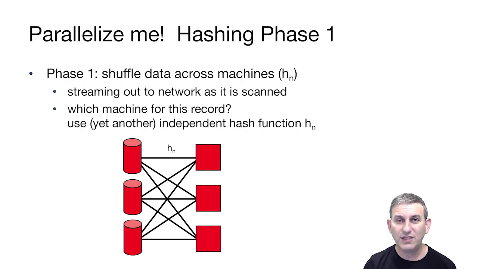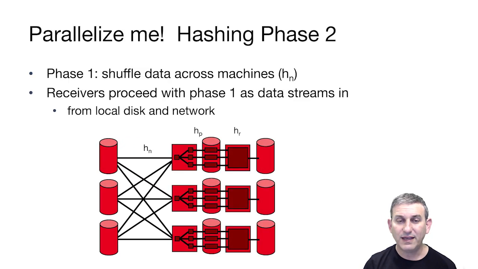Once you have them on the same machine, the rest of the algorithm is just what we learned so far. Basically, on that machine, you take the data as it streams in and you partition it using h sub p into partitions, and you store it on disk. And then, of course, in the conquer phase, you pick up each partition and you put it in a main memory hash table and you send it to the output.